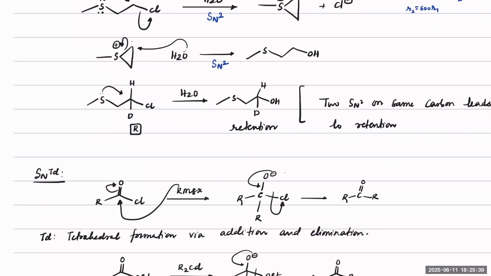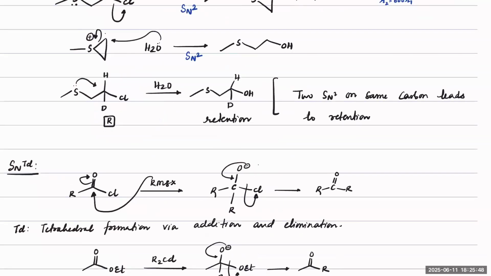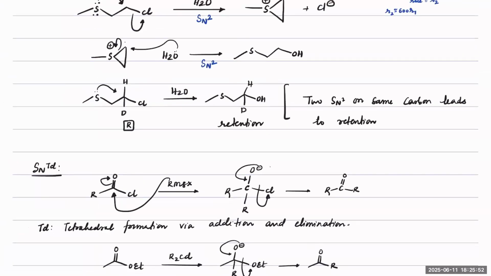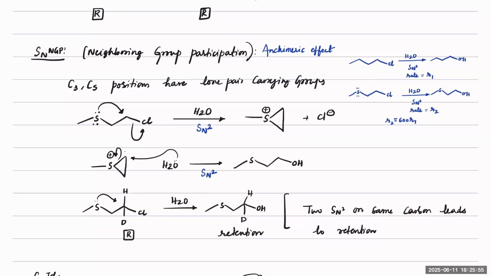So the overall reaction is, if this position was R configured, that will remain R configured only. The retention will take place. Therefore, if two SN2 attacks are happening on the carbon to lead to retention, that is called SNNGP.